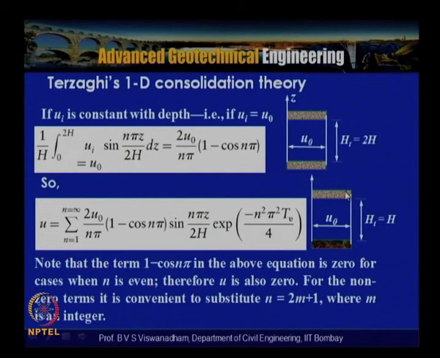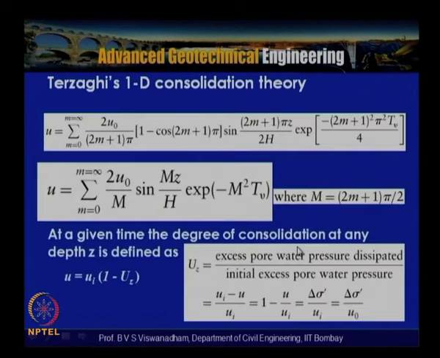But there is also another case where the upper layer is impervious and the bottom layer is pervious, but that situation may not actually arise in practical terms. If you are having an impervious soil surface or impervious rock here, then only one dimensional flow happens. Further, this gets simplified to Terzaghi's one dimensional consolidation theory, where we finally narrow down to u is equal to the summation from m equal to 0 to infinity of 2u naught by M sin(M z), where capital M is equal to (2m plus 1) into pi by 2, exponential minus M square Tv.